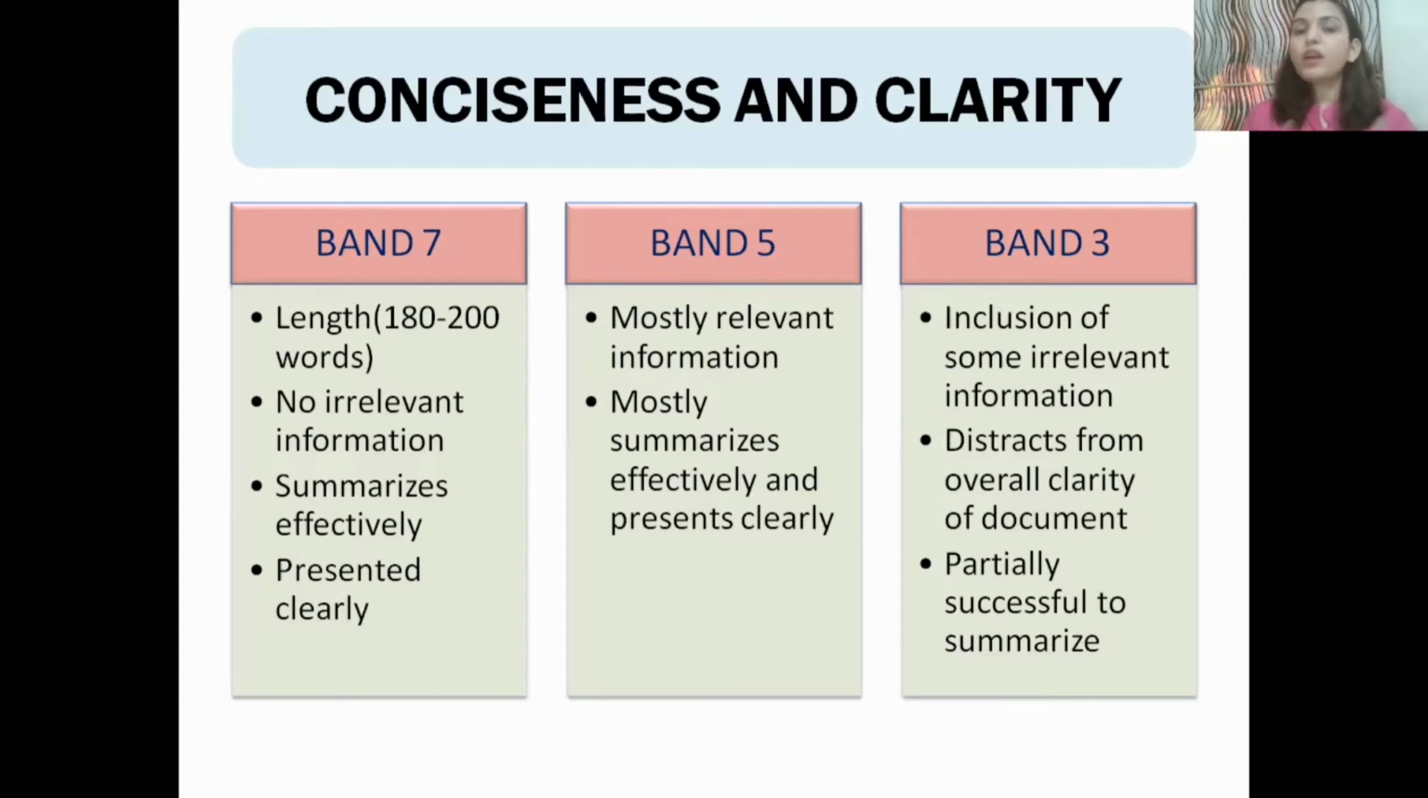When you are writing between 180 to 200 words, it is assumed that you are including all the relevant information and you have excluded irrelevant information. Okay, so the word count to write a letter is 180 to 200. The selected information should be summarized effectively and should be presented clearly. Now let's see band 5, grade B: mostly relevant information, mostly summarized effectively and presented clearly. Band 3, let's see, grade C: inclusion of some irrelevant information.